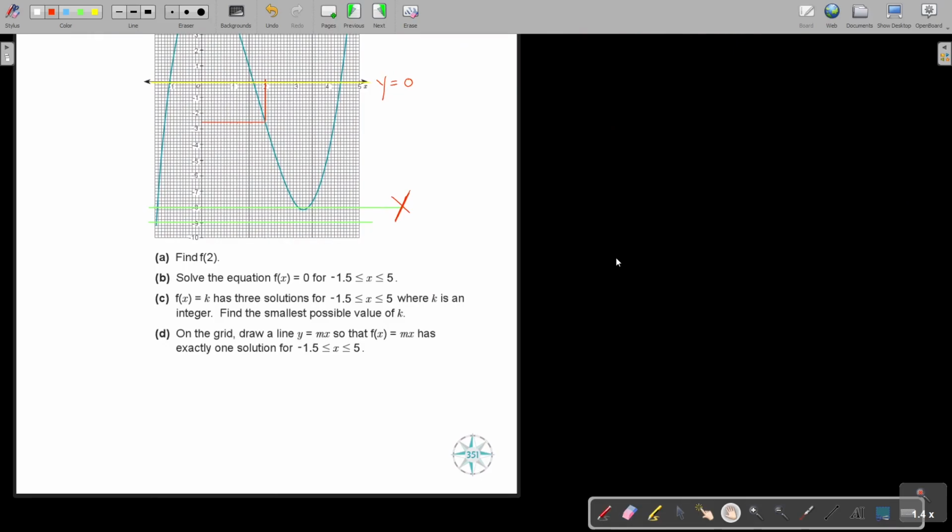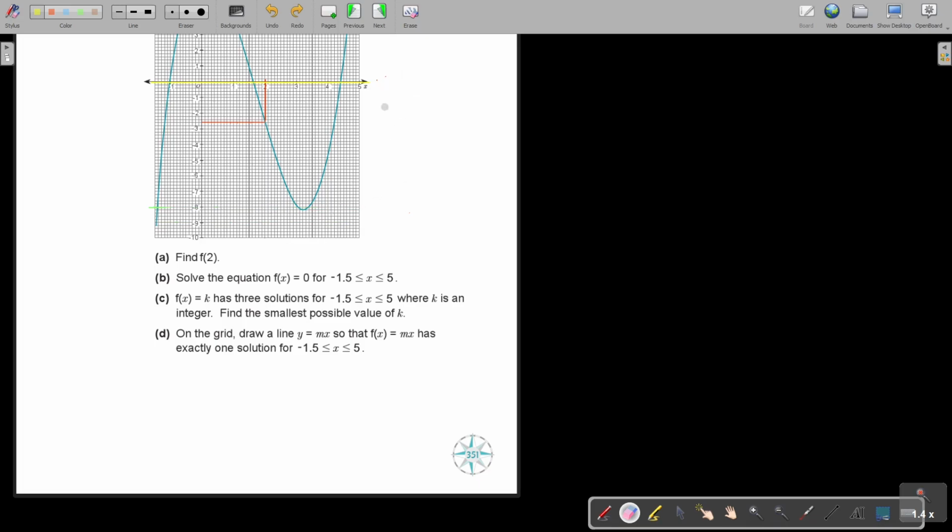On the grid, draw the line y equals mx so that f(x) equals mx has exactly one solution. Okay, so I must now go and draw the line so that it only has one solution. So can I again just illustrate to you, and I actually don't like all these lines on my graph, so it's just to illustrate to you. Can I show you again?